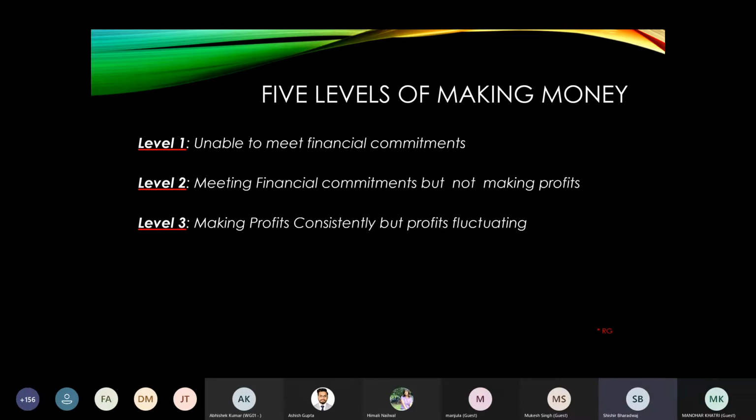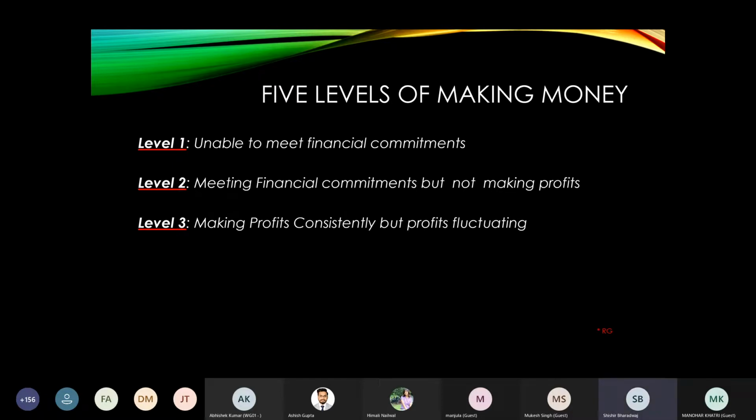We have said that the goal of the company is to make money. That's what everybody starts off with. This is called high level thinking. But what we see is there are various levels of making money. Level one, people don't make money only. Level two, they have met all their financial commitments but are not making profits. And three is making profits consistently but profits fluctuating. Level three is what we see in most of the companies, their profits are fluctuating. If the profits are fluctuating, in other words, you don't know what governs the throughput. That means your focus on constraint is not there.